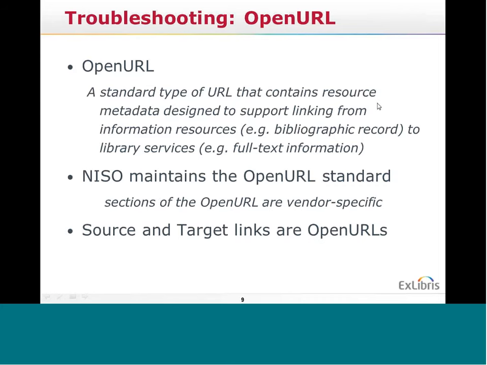SFX handles two types of OpenURLs. We had mentioned the source OpenURL, which is from the vendor, and the target URL, which SFX generates. We've worked with vendors to make sure that we interpret their OpenURL correctly, and we use the data in the source OpenURL to generate the target URL, OpenURL, which makes the request from the target for full text, for an abstract, and so on.